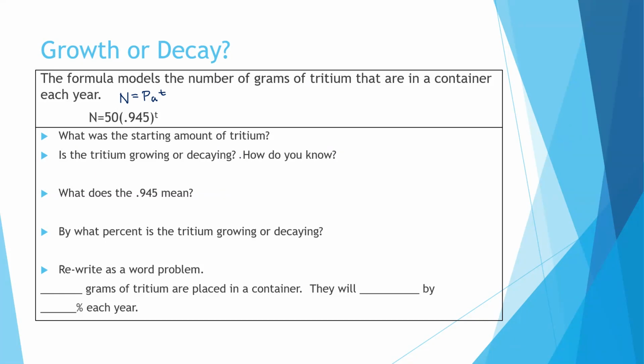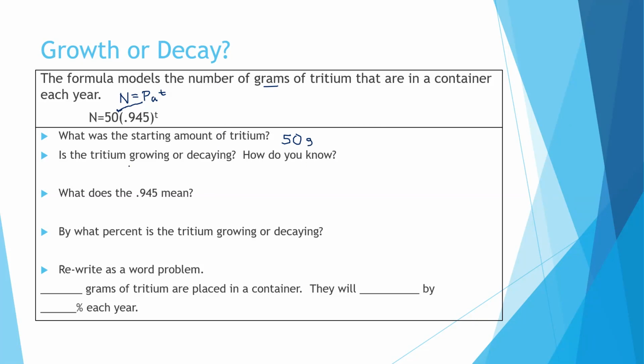So I'm asked, what is the starting amount of this tritium? And I just look at what number is in place of P. So looking at my formula, I see that P would be 50. And reading up here, it tells me this is grams.